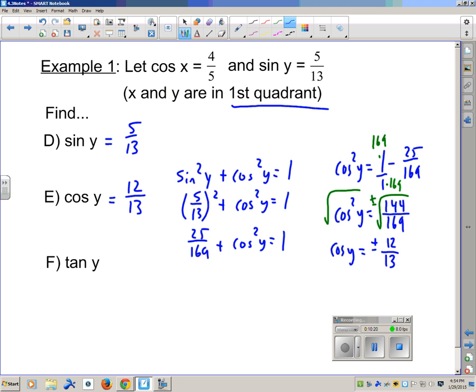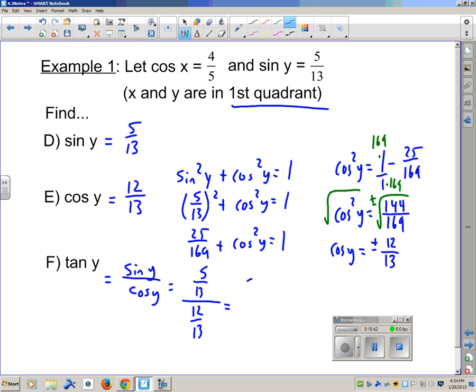All right, tangent. Well, tangent has a nice formula at the top of your identity sheet. It tells you what your tangent is. So that is the sine of our angle, which is y, divided by the cosine of our angle, which is y. So we have the sine of y, it's 5/13. We have the cosine of y, it's 12/13.